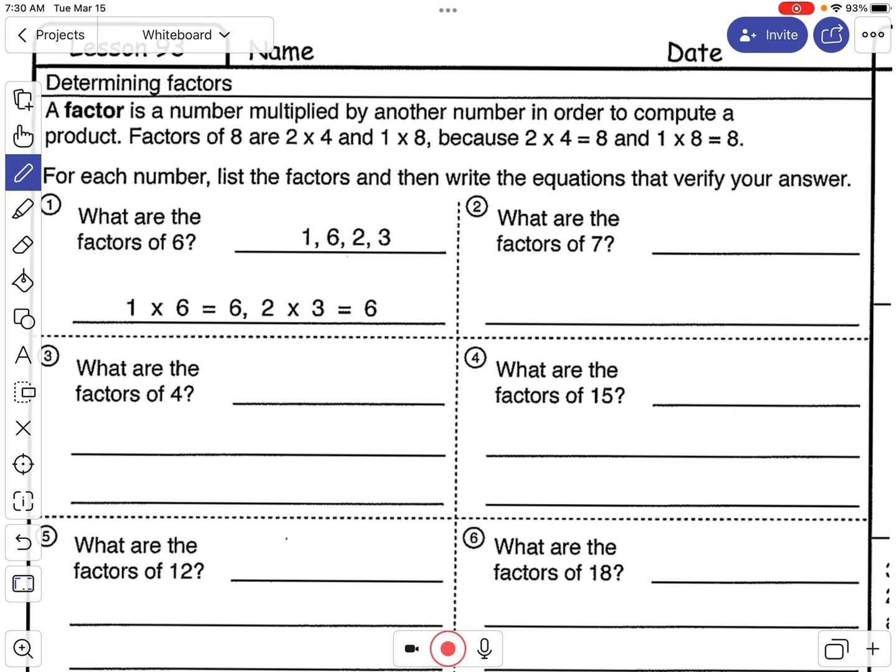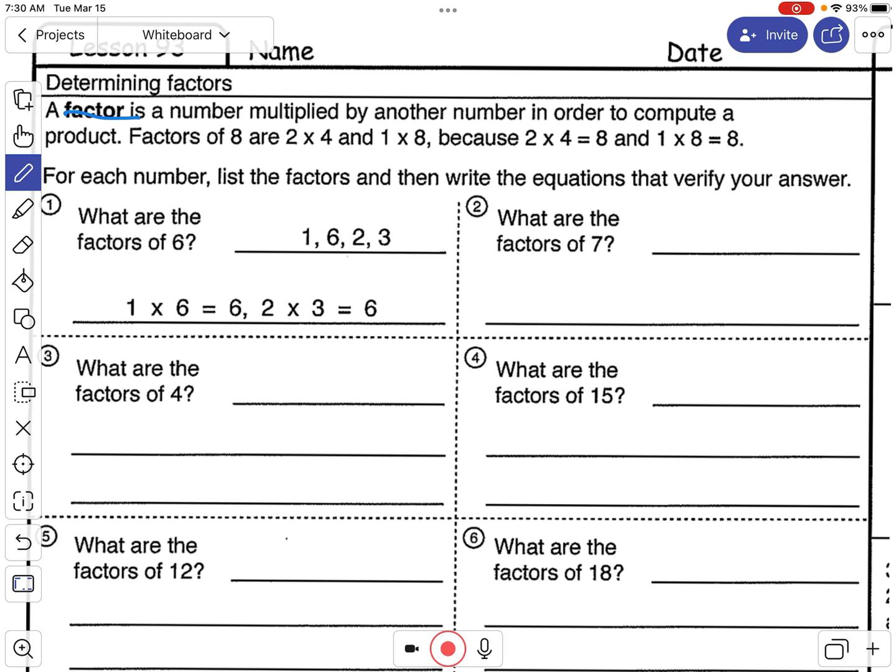Here we go with fourth grade Excel lesson number 93. We're going to learn about factors today. New word for you, factors. I'll be reading right here. A factor is a number multiplied by another number in order to compute a product.